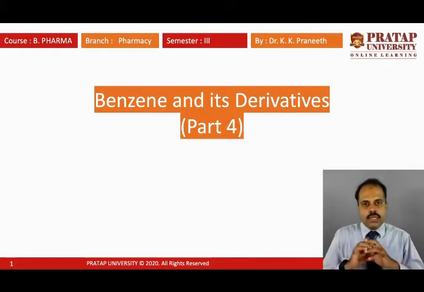So in the previous parts we have seen different reactions of benzene, and today we will conclude the reactions of benzene by seeing the last reaction, the electrophilic substitution reaction of benzene, which is called the sulfonation reaction. So let's move on to this topic, sulfonation reaction of benzene.